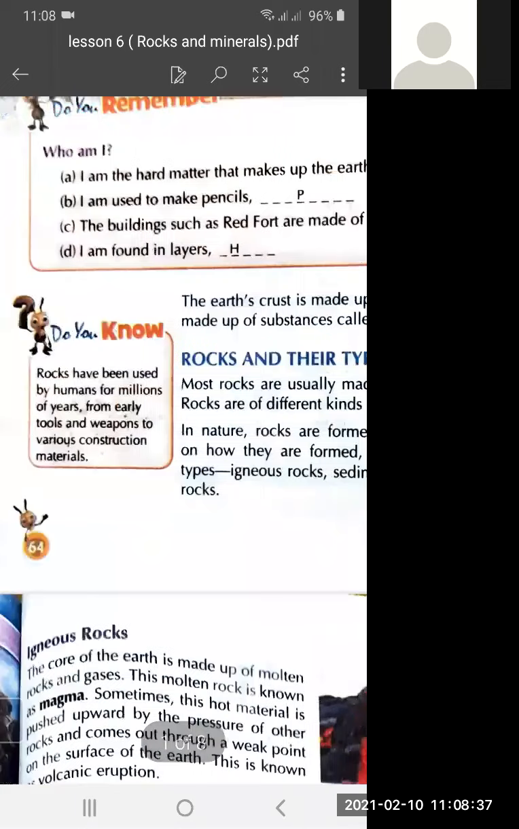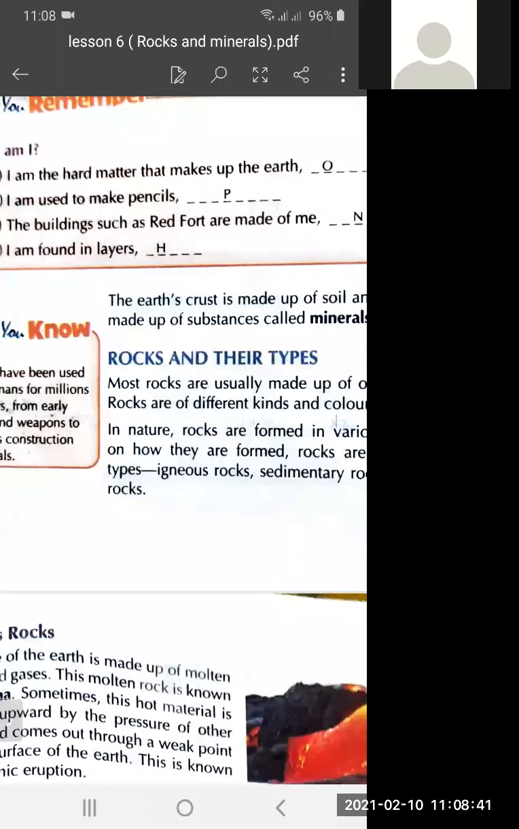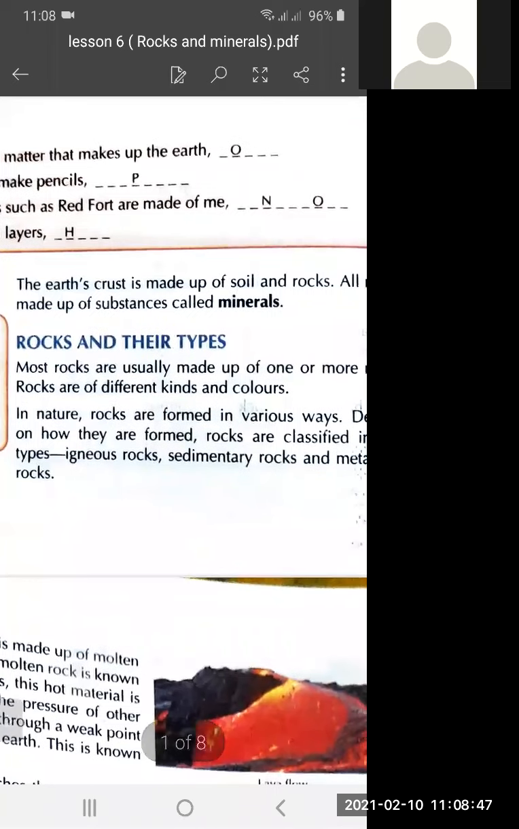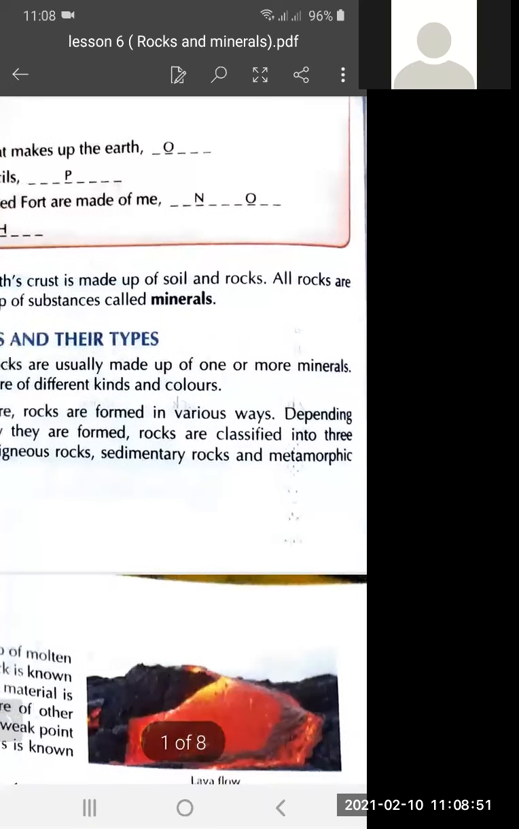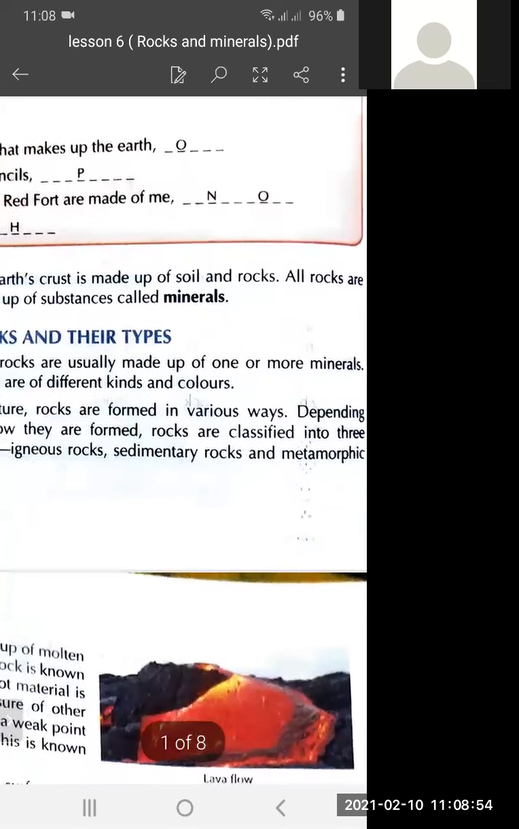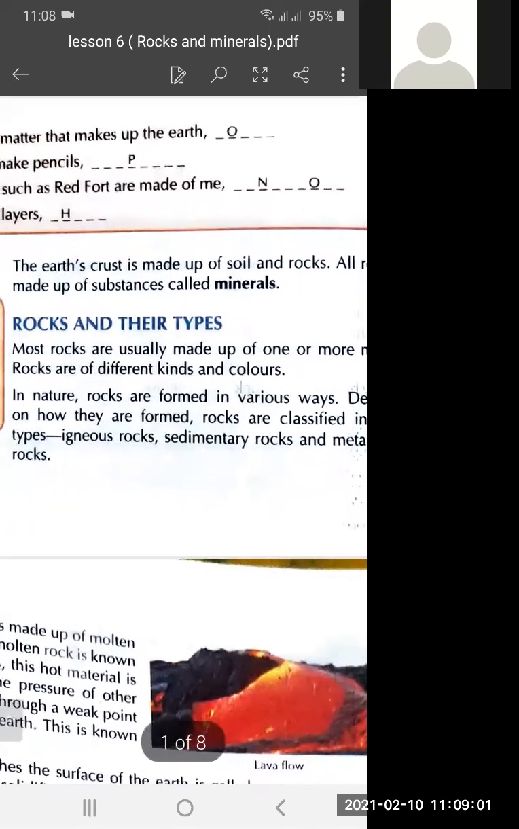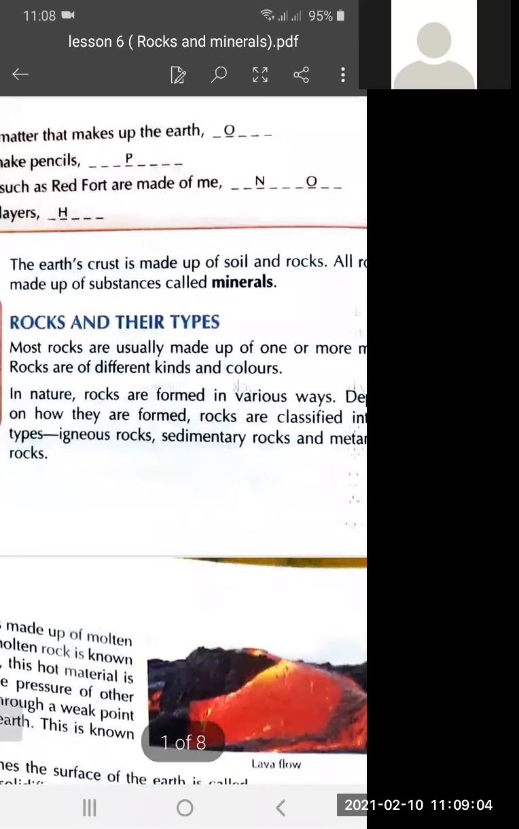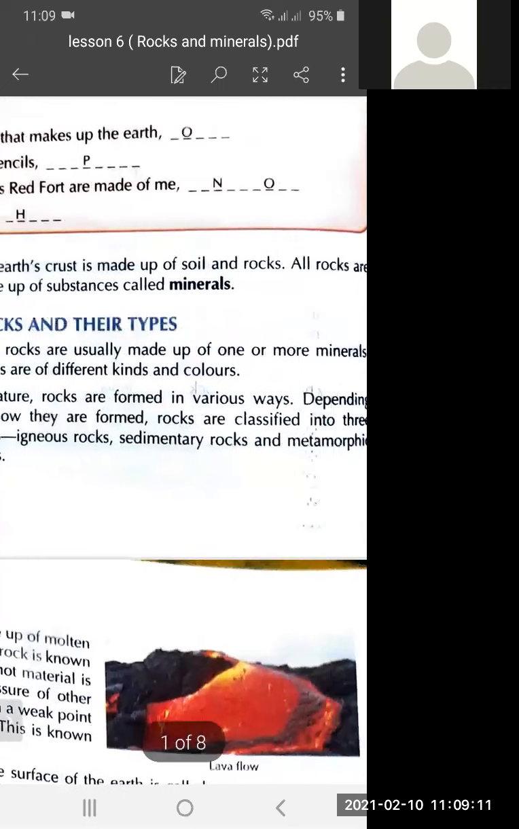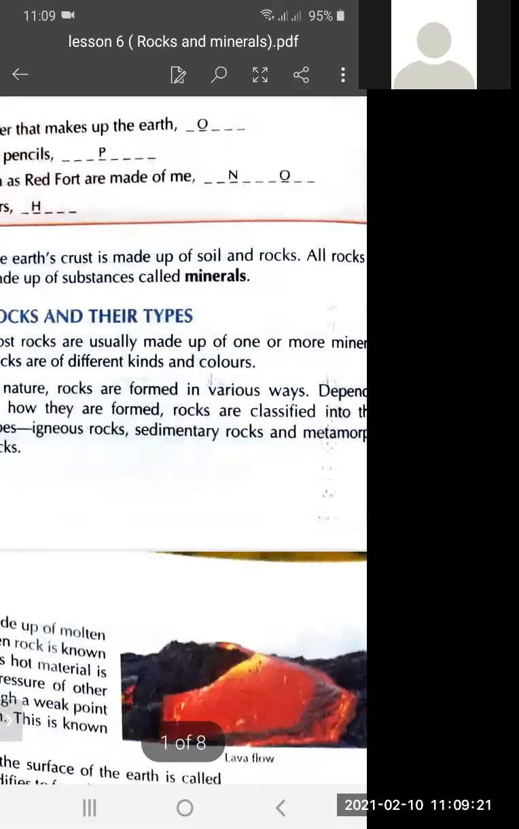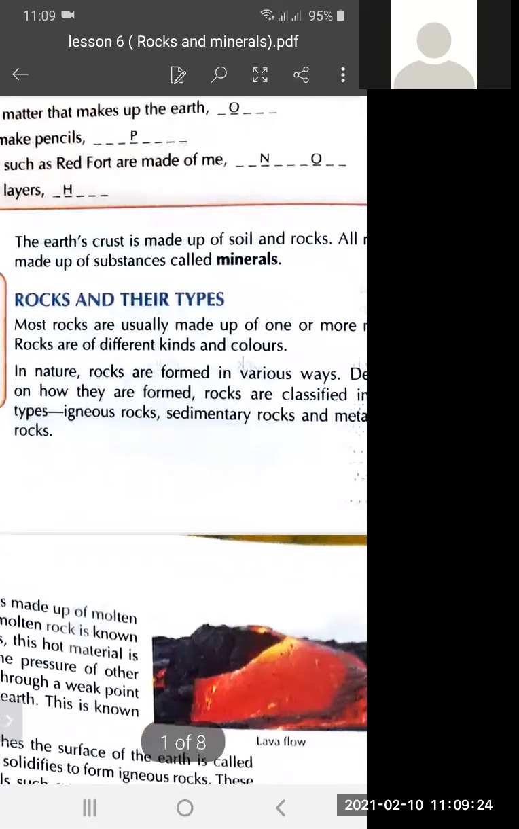Next, rocks and their types. Most rocks are usually made up of one or more minerals. Rocks are of different kinds and colors. In nature, rocks are formed in various ways, depending on how they are formed.